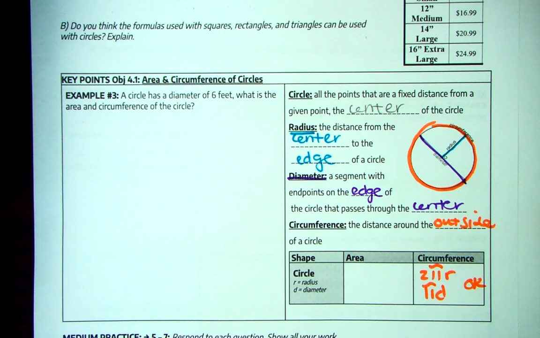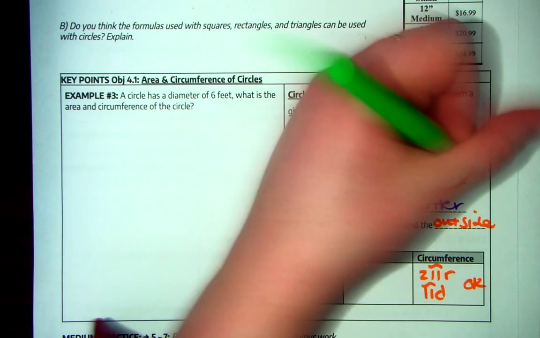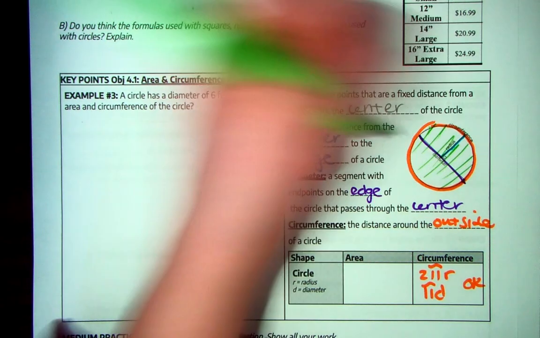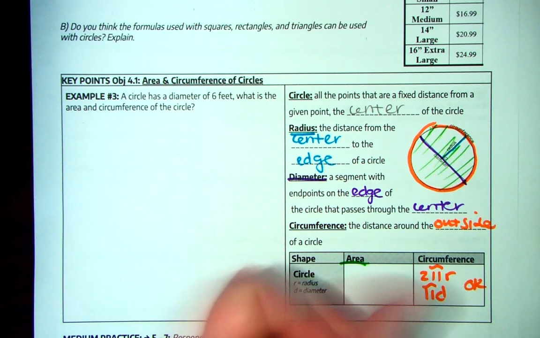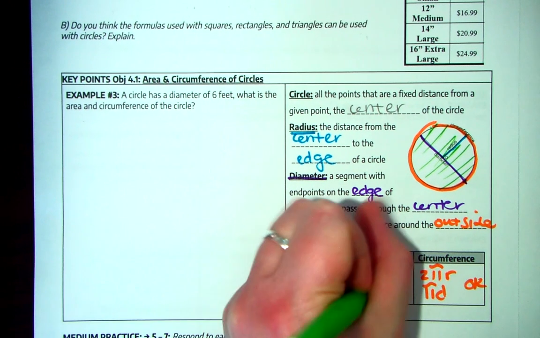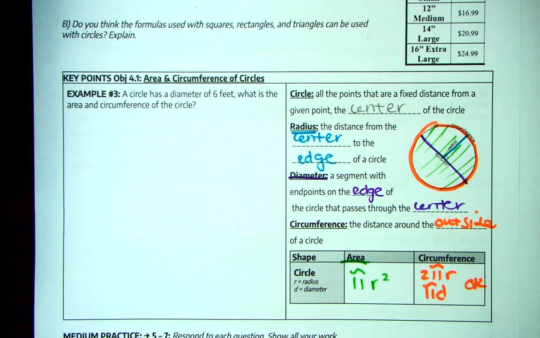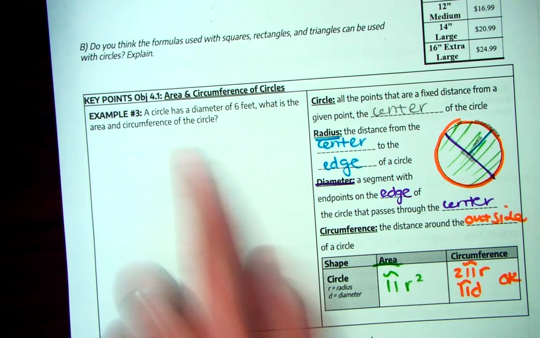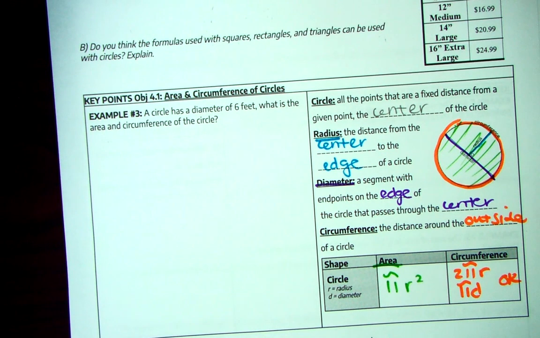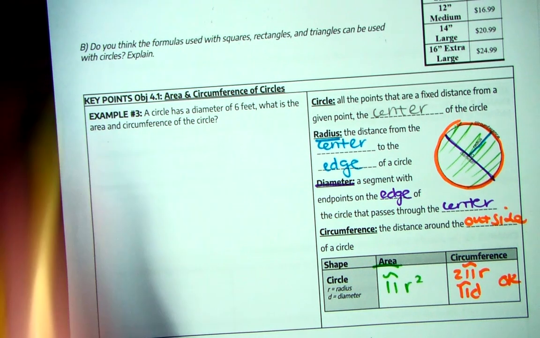Whereas the area is the space inside. So area is like all of this space inside, right? This is the area, the orange is the circumference. How you find the area is this formula called pi r squared for circles. So you take pi, 3.14, times the radius squared. So a circle has a diameter of 6 feet. What is the area and circumference of the circle?